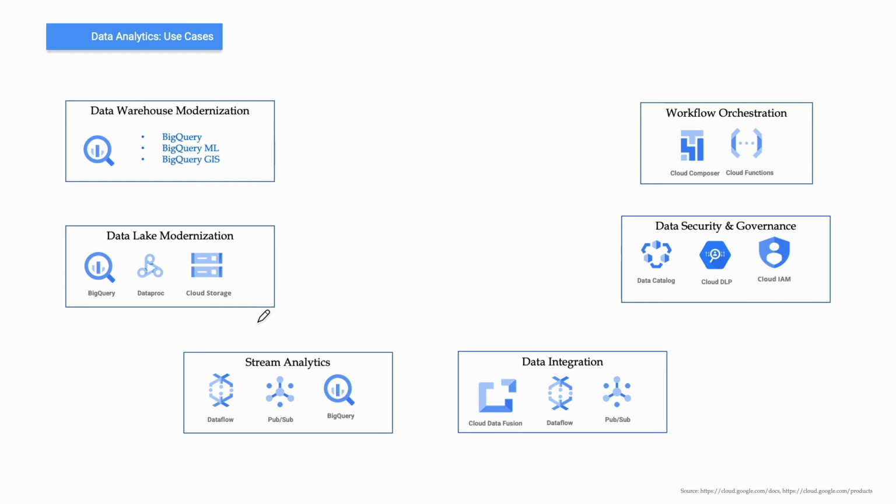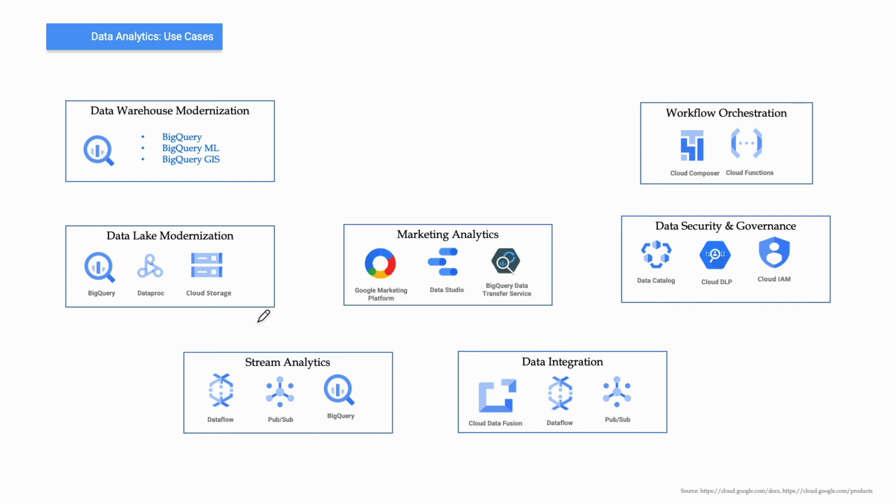Workflow orchestration, Cloud Composer based on Apache Airflow is a really good orchestrator. You can build end-to-end applications. You can spin up servers which will run your integration pipelines. Cloud Functions, again serverless, single purpose events that you can trigger from Cloud Functions. Marketing analytics, Google Marketing Platform, Data Studio, and BigQuery DTS, data transfer services, which can directly transfer data from a lot of SaaS applications into BigQuery.